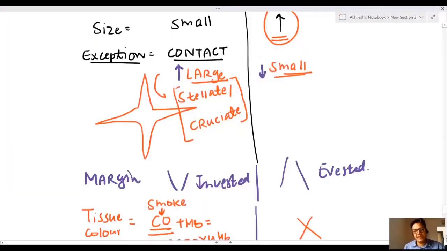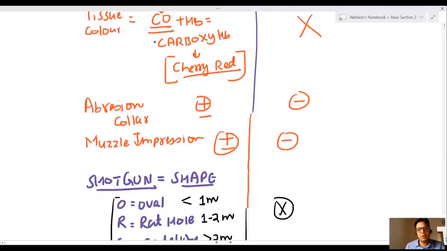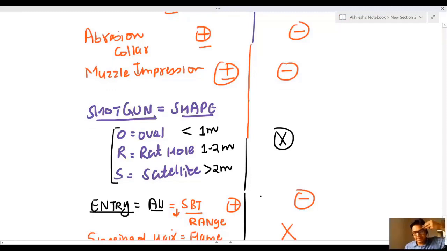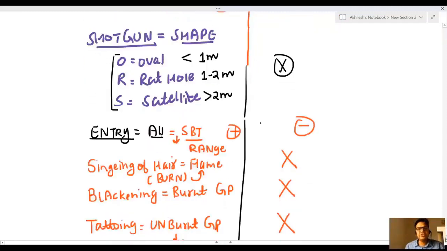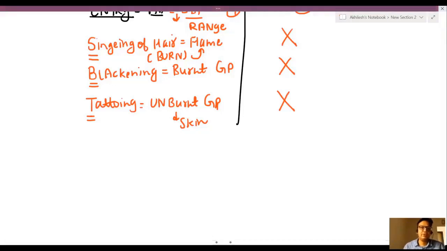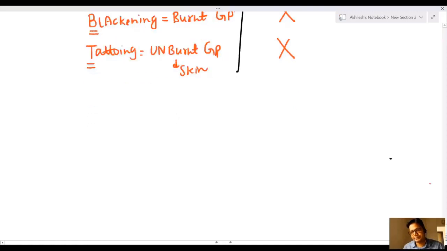Okay, margins inverted. Tissue color cherry red in entry wound. Abrasion collar can be present. Muzzle impression can be present. Shotgun shape ORS. Entry wound singeing, SBT. What is SBT? Singeing is because of flame effect. Blackening is because of burnt gunpowder. Tattooing is because of unburnt gunpowder going in the skin. This is tattoo. These are never present in exit.